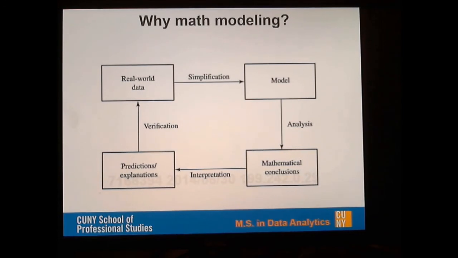So why do we need math modeling? From real-world data, with simplification, we can build a model. We can analyze the model and get some mathematical conclusions. We can interpret the mathematical conclusions so we can use those models to make predictions and explanations, which in turn would try to verify the real-world data. So this is really a snapshot of math modeling: why we need it, and also the intuition for this particular course, meaning that we want to use math models to explain and understand real-world problems.